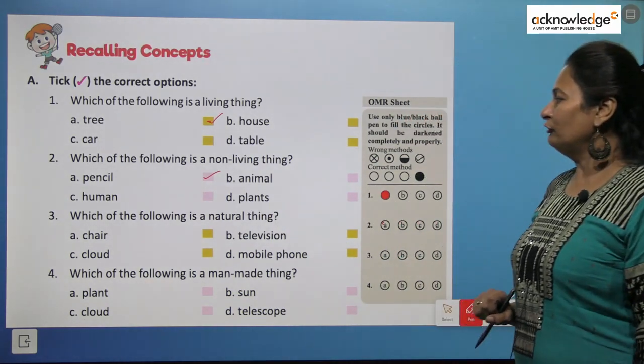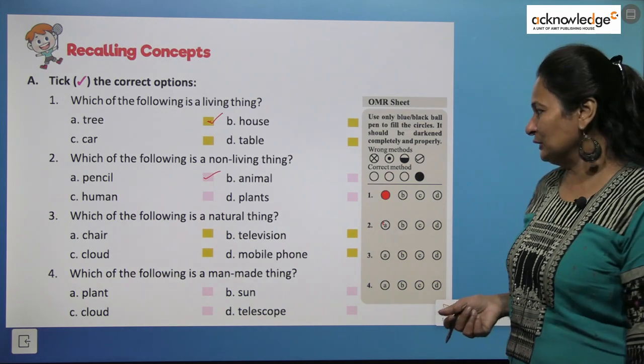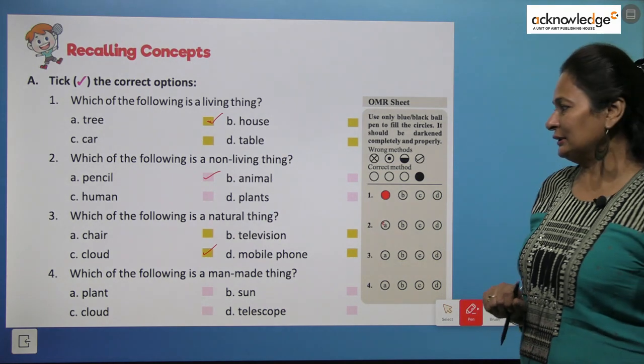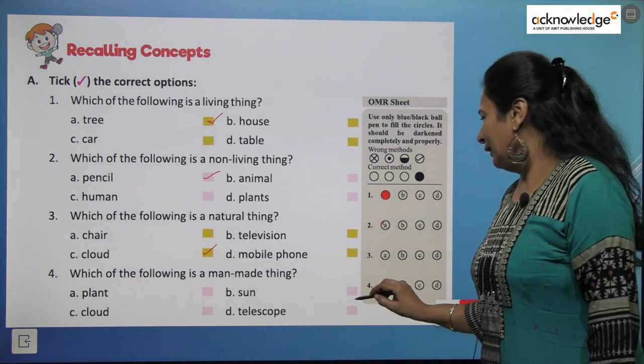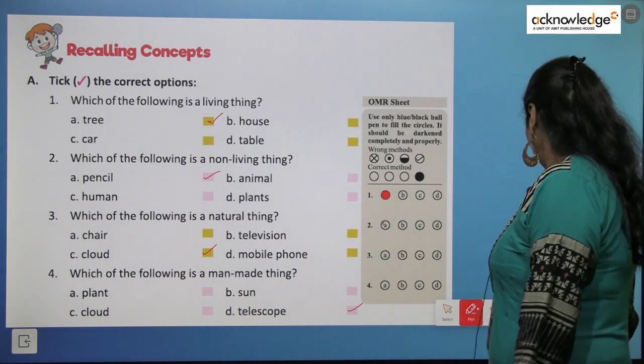Third is, which of the following is a natural thing? Natural things means made by nature. The correct answer is cloud. Cloud is a natural thing. Which of the following is a man-made thing? Telescope is the example of a man-made thing.